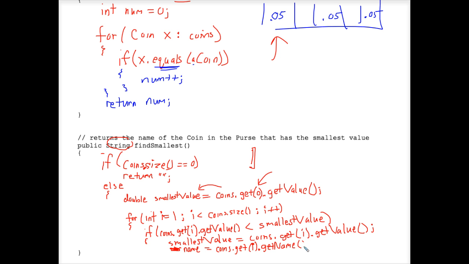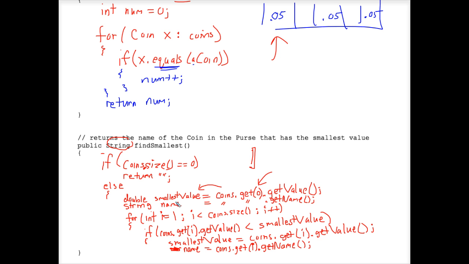And this reminds me that I was incomplete up above. I should also have a string variable here called name, and I'll set it equal to coins.get(0).getName. I'm just using ditto marks to save time here. Don't use ditto marks on the AP exam. I'm only using it to keep this video short.